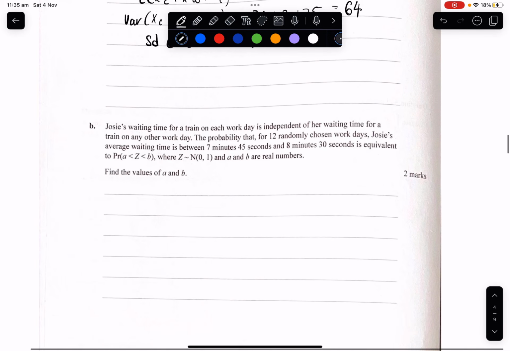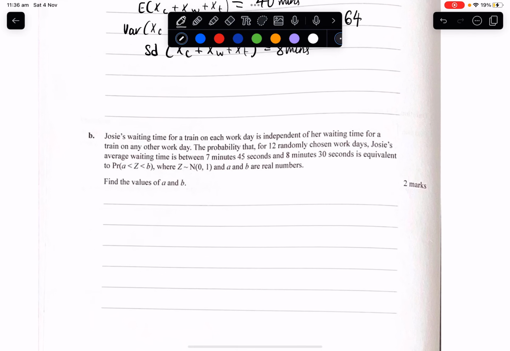Josie's waiting time for a train on each workday is independent of her waiting time for a train on any other workday. What is the probability that for 12 randomly chosen workdays, Josie's average waiting time is between 7 minutes 45 seconds and 8 minutes 30 seconds? That is equivalent to that, so they want you to convert it to standard normal values.